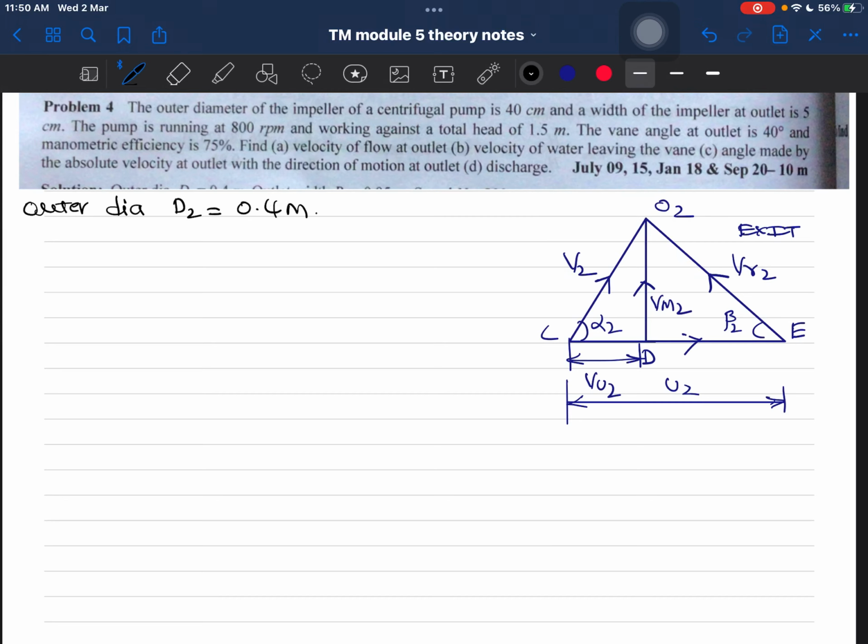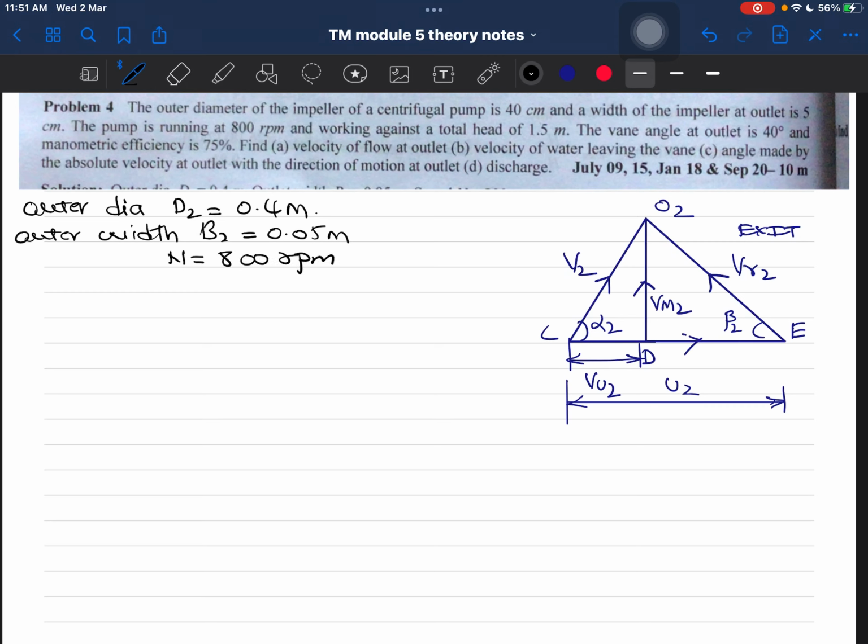And the width of the impeller at the outlet is 5 centimeters. So the outer width, that is nothing but B2, which is equal to 0.05 meters. So 5 centimeters in meters I am converting. The pump is running at 800 rpm. So speed is given. Speed is 800 rpm.